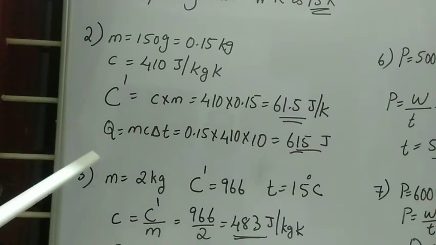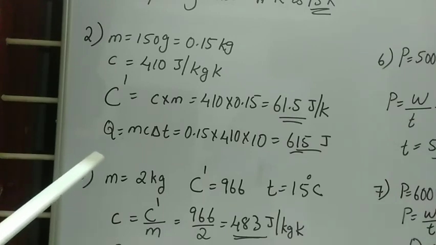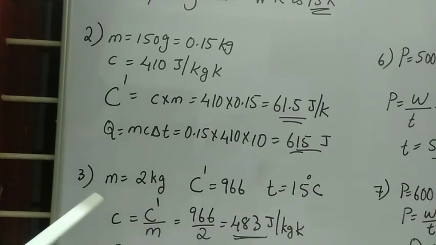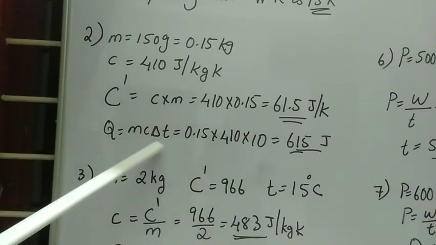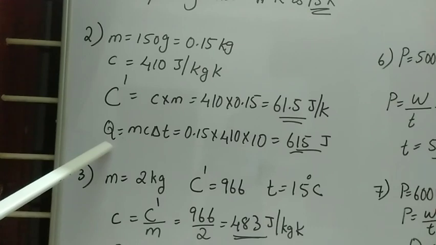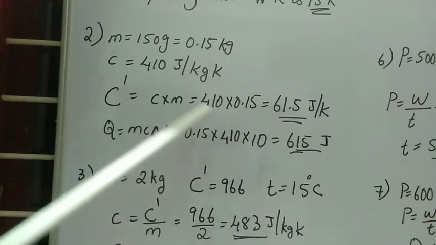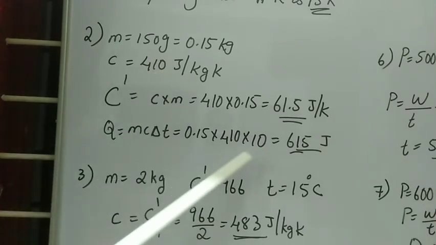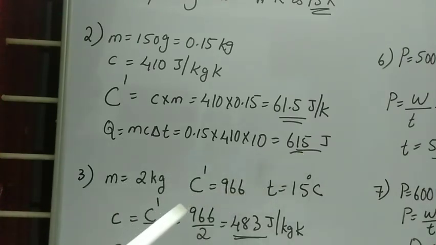Sub question of question number 2: how much heat energy will be required to increase the temperature of the vessel in part A from 25 degrees Celsius to 35 degrees Celsius? The change in temperature, 25 to 35, means delta T is 10. So what is the heat energy required? Q is equal to M C delta T. Mass we already know, C is 410, and delta T is 35 minus 25, which is 10. Just multiply all these three values, and you will get the answer 615 joule.